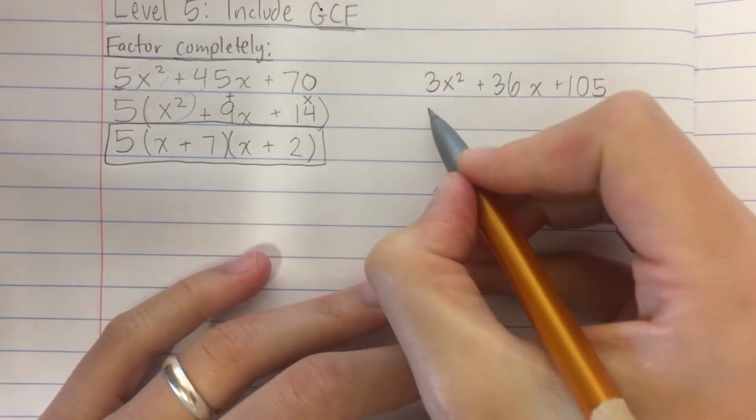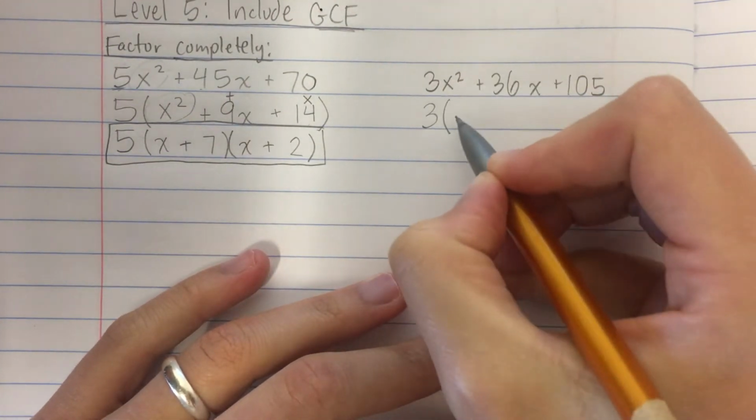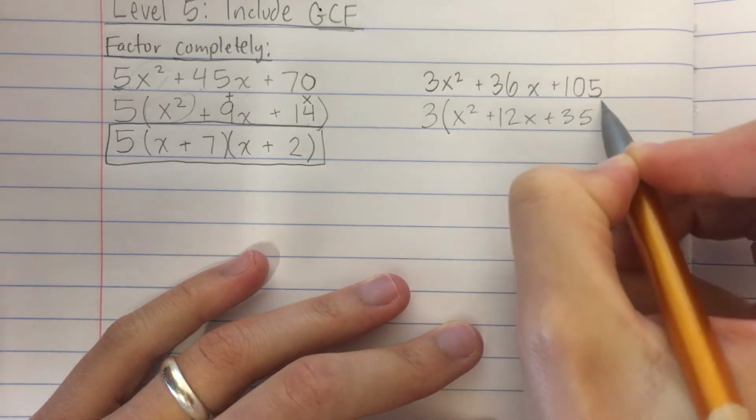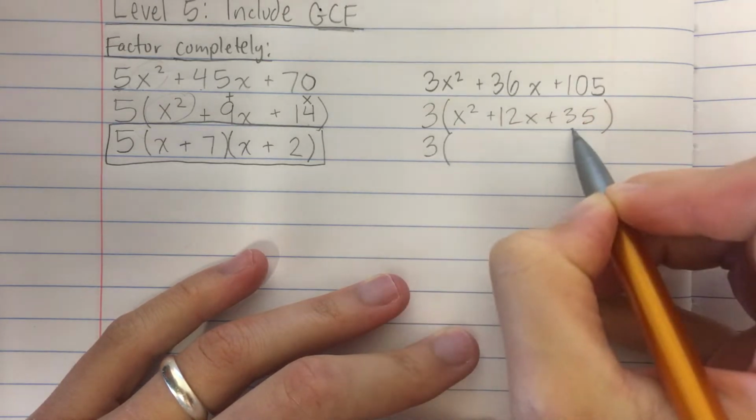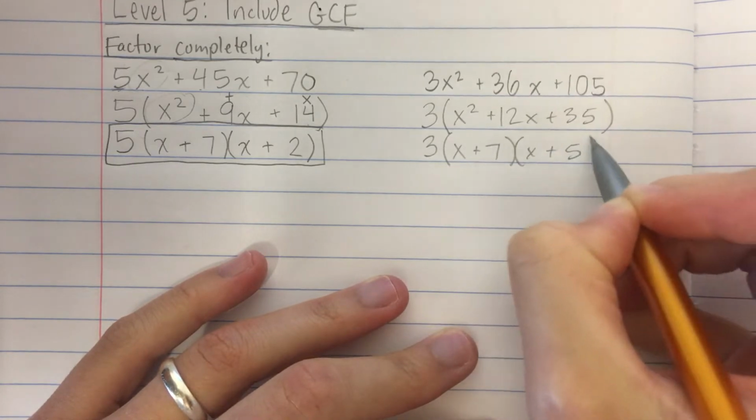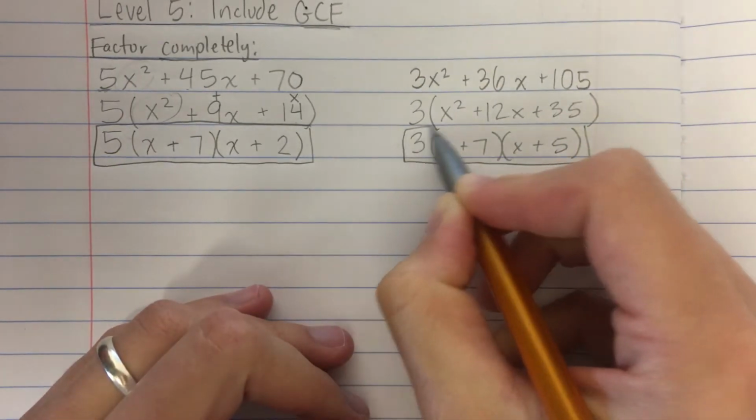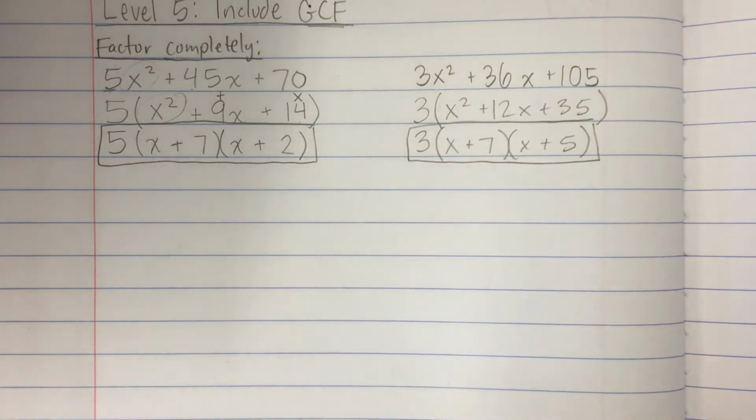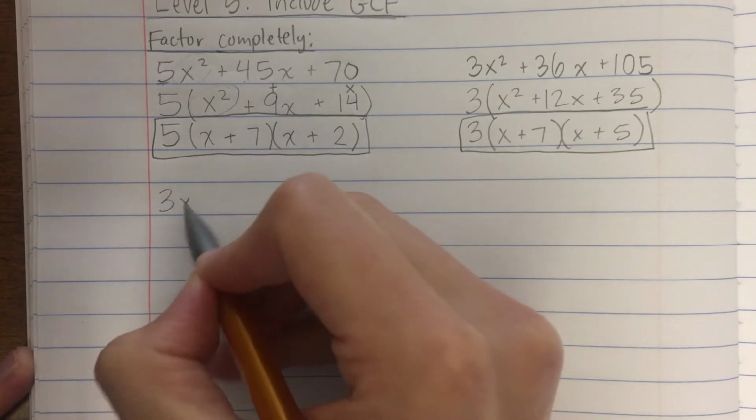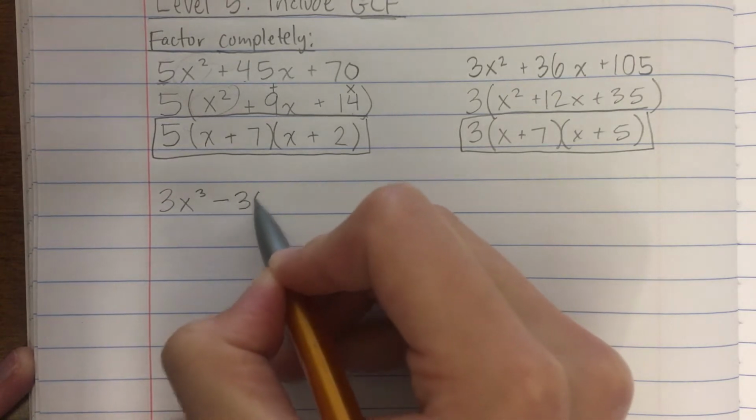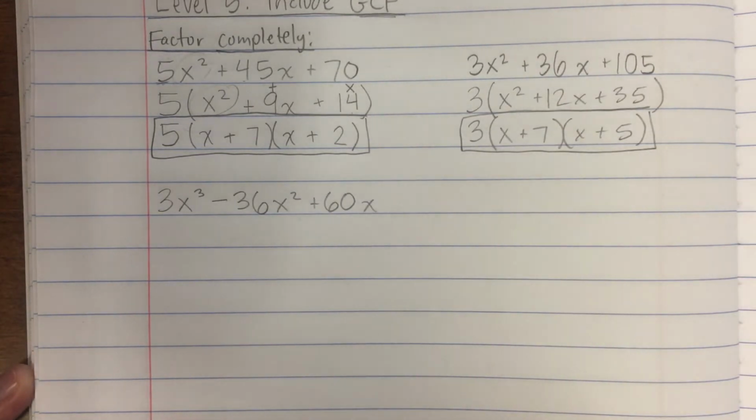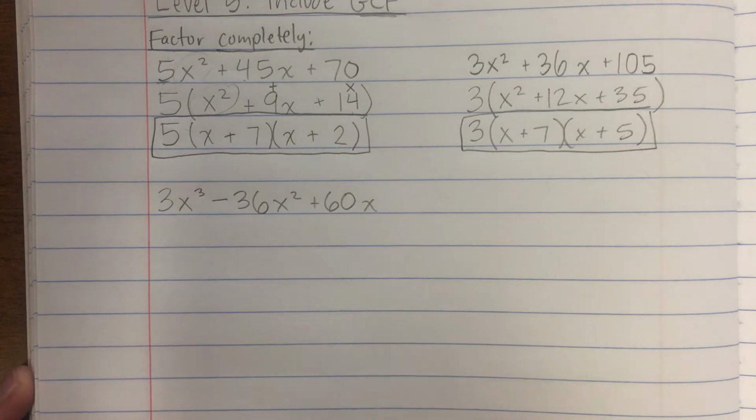Okay, you should have tried this. Hopefully you pulled out a greatest common factor of 3. And then when you were thinking of 2 numbers that multiplied to 35 and added to 12, hopefully you came up with 7 and 5 there. Okay. All right, here's another problem. Greatest common factor first.